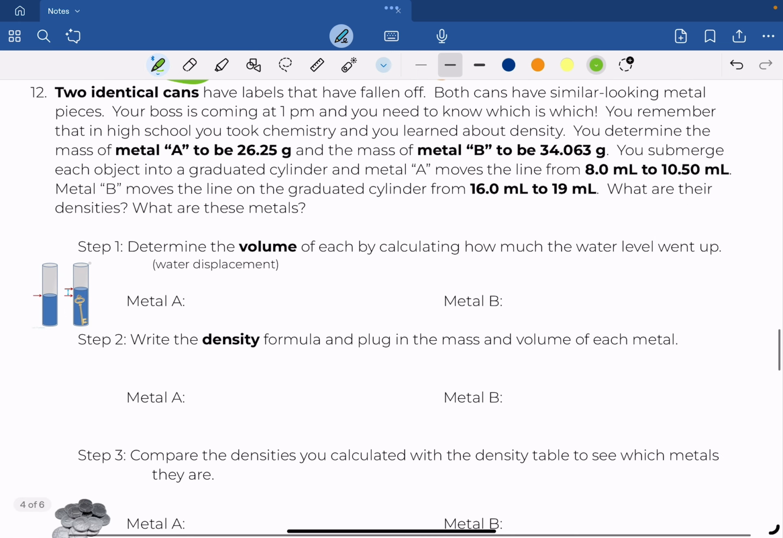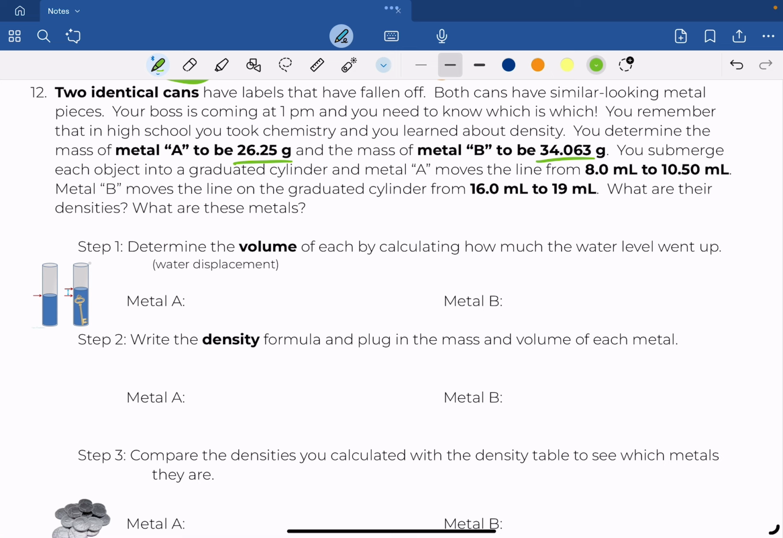Okay, and last but not least: two identical cans have labels that fell off. Oh boy. But they look similar. Your boss tells you he's coming at 1 p.m., and you've got to know which one's which. In high school, you took chemistry and you learned about density. Metal A has a mass of 26.25 grams, metal B 34.063 grams. You submerge each object into a graduated cylinder. Metal A moves the line from 8 to 10.5, and metal B moves the line from 16 to 19. What are their densities? Awesome.